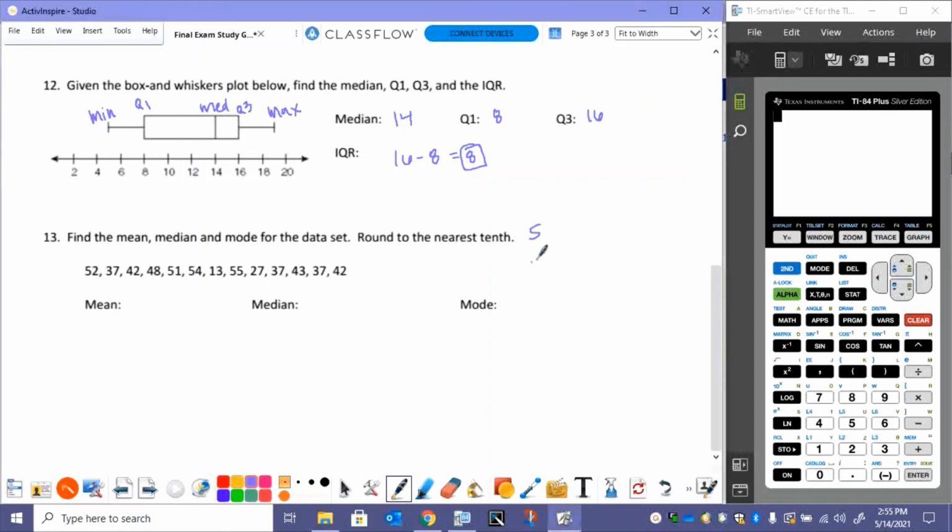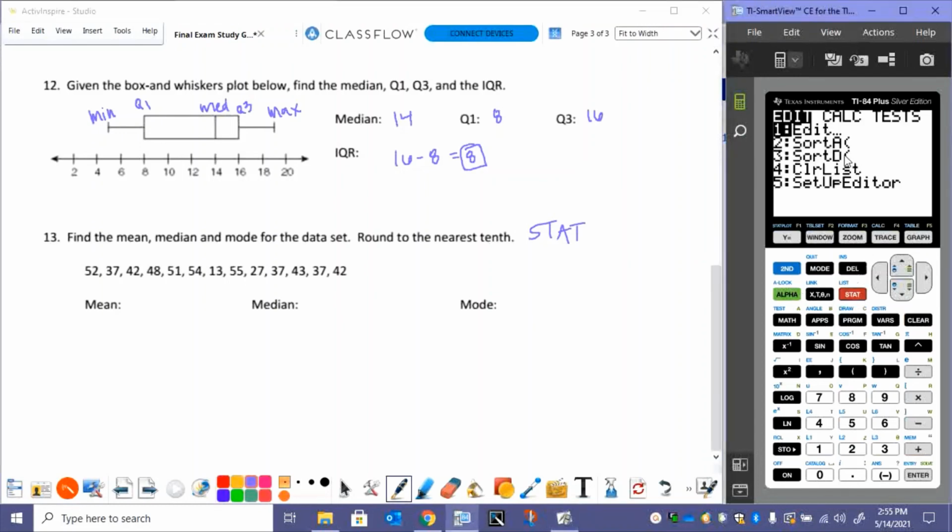So remember that we're going to use stat as a way to organize our data and get some information about it. So let's start by just entering that. So you hit stat and we hit enter so that we have this. And I've already entered all of these in there, but let's double check. All right, all good.